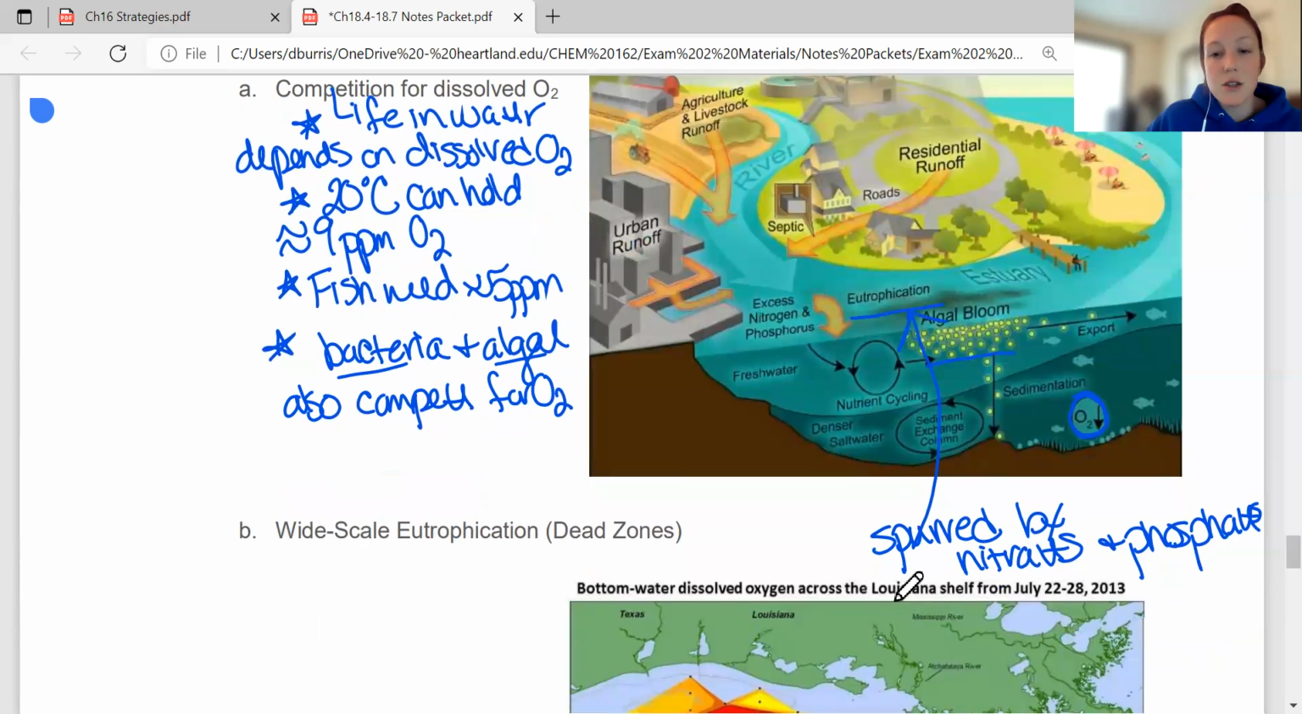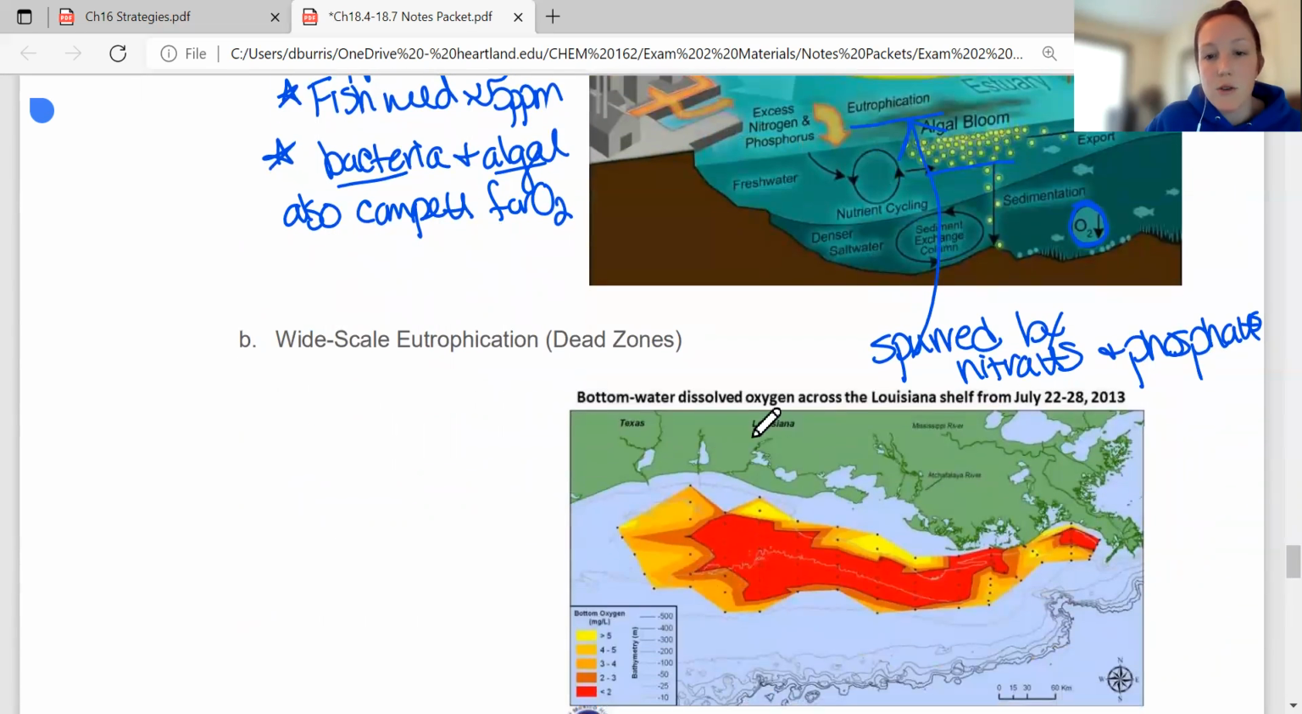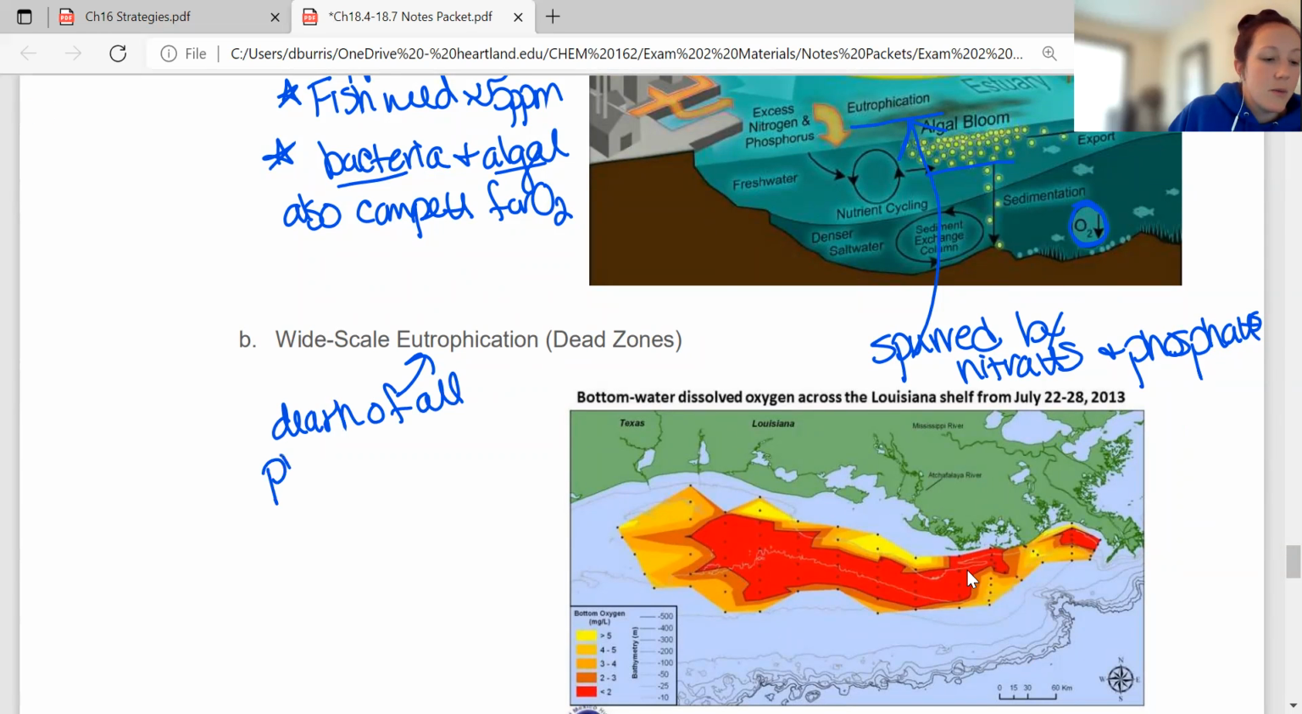So there's actually some spots where this consistently happens. This is right under Louisiana. Okay, this is the Louisiana shelf. And the oxygen levels are very low here. So the fish cannot exist. So this is wide scale eutrophication. So eutrophication is death of all plants and fish.